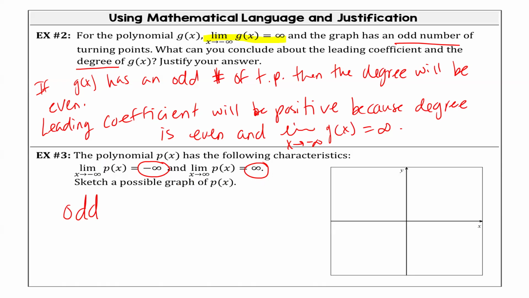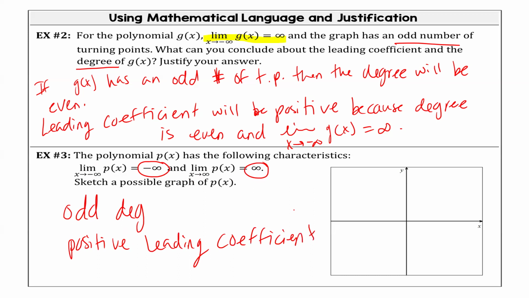All right, so we know we're an odd degree, then we have to state our leading coefficient. Is my leading coefficient going to be positive or negative? Why is it positive? There we go. Positive leading coefficient. So you're sketching something that's an odd degree with a positive leading coefficient.